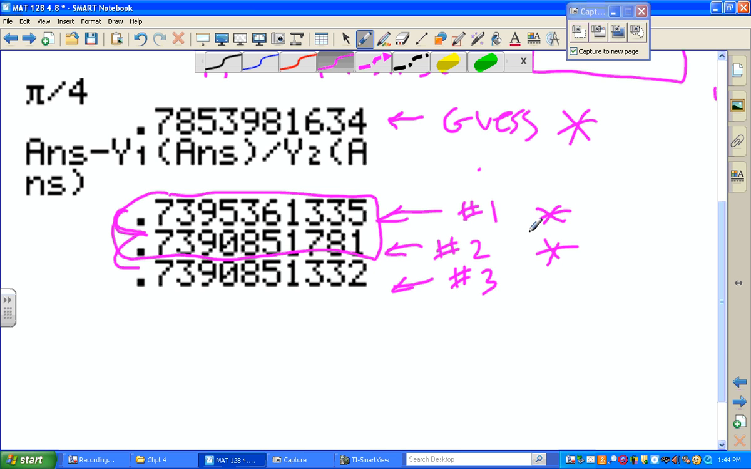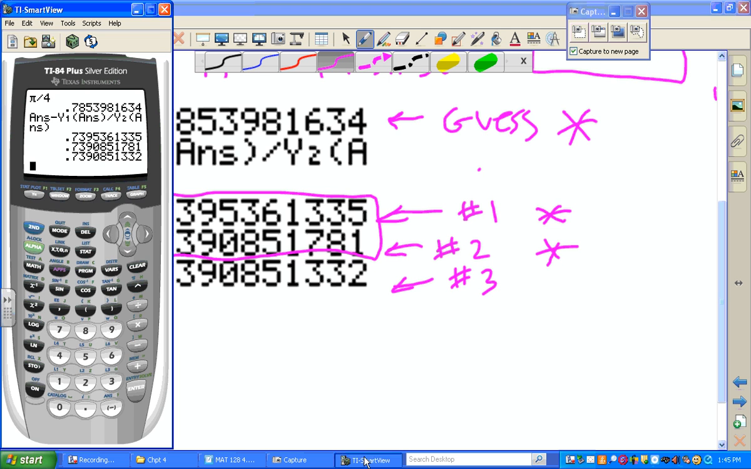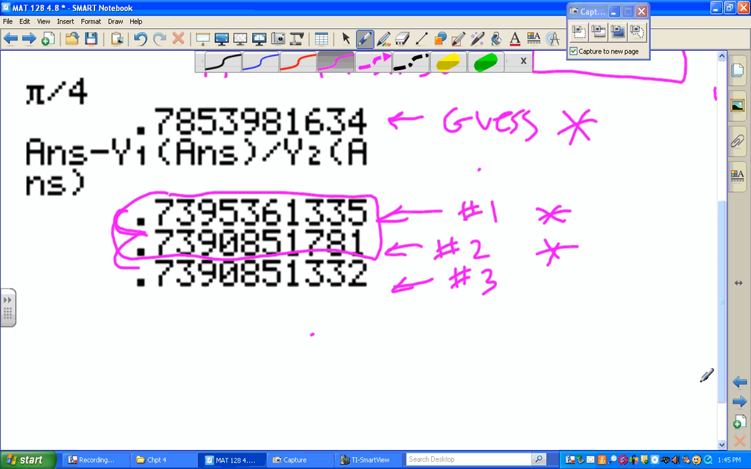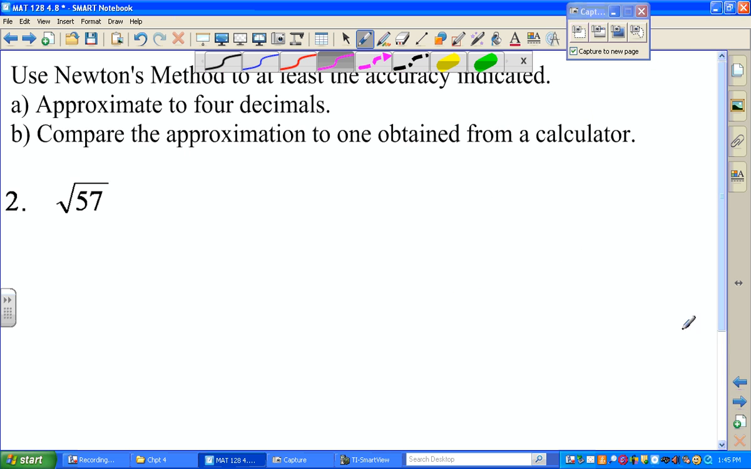Just write it out. And the nice thing about this is, when you're doing Newton's method over and over for homework, the only thing you have to change is your equations, your function and your derivative. So that's pretty nifty. Okay? All right, moving on. Here we go.